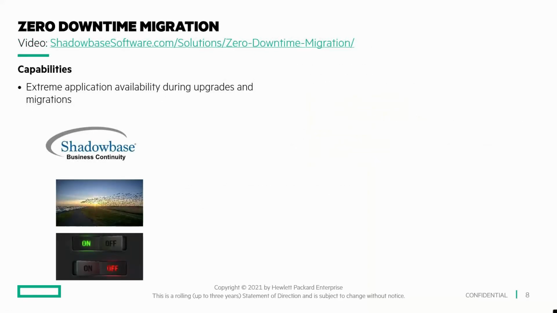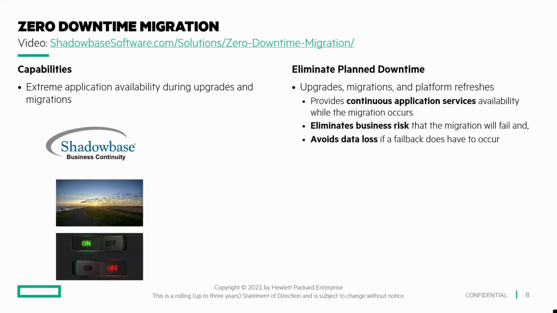Shadowbase Zero Downtime Migration enables extreme application availability during upgrades and migrations. It allows you to eliminate planned downtime. Upgrades, migrations, platform refreshes, all through continuous application services. It eliminates the business risk because you migrate to a known working state, and it avoids data loss. There's a backout option if a failback did have to occur.